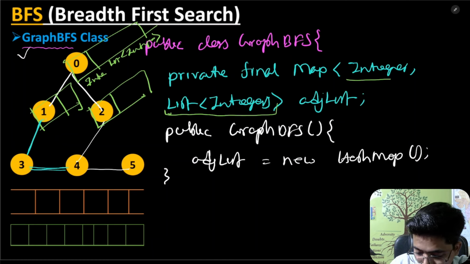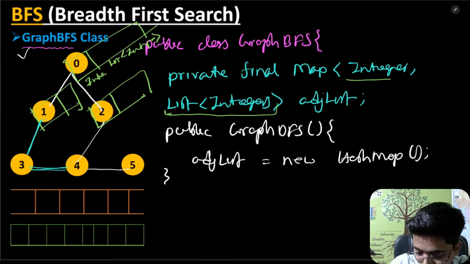If it does not exist, let's create x2, a new ArrayList. After we create the list, we will be adding our node. So we have added this in the program. Now again, adjacency list dot computeIfAbsent.